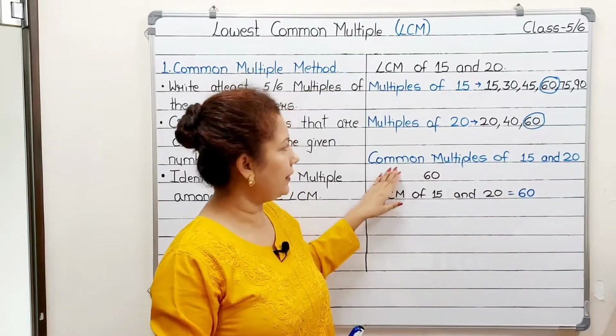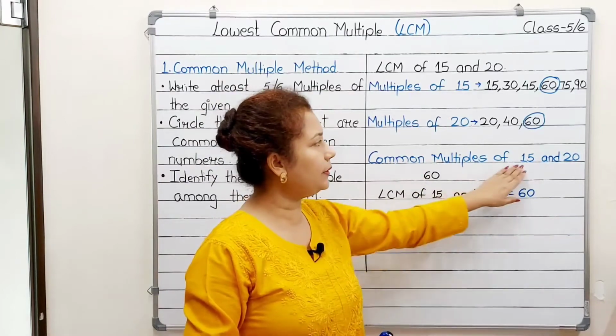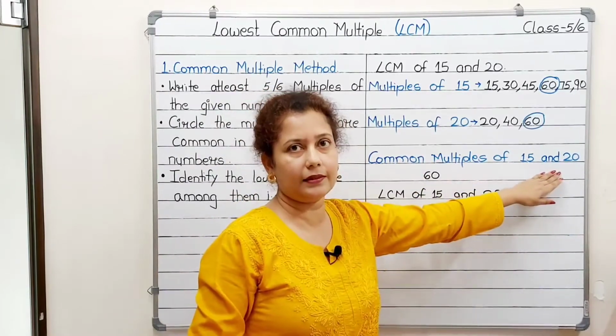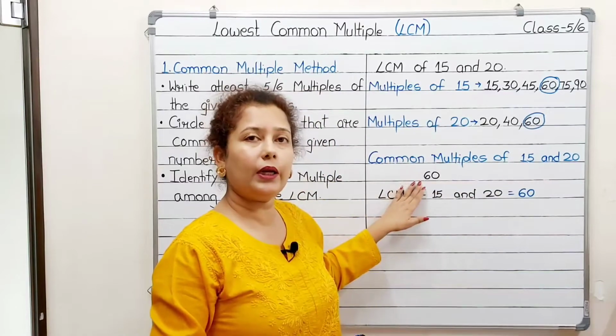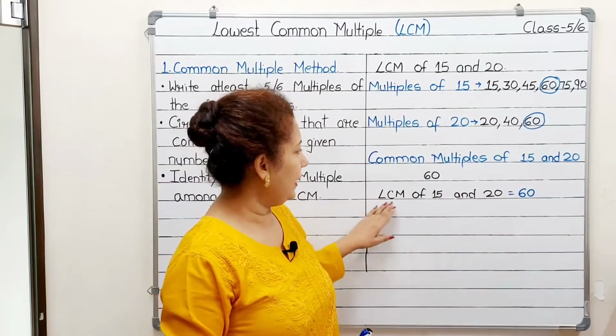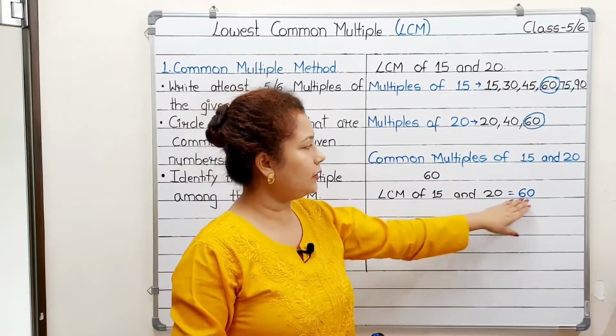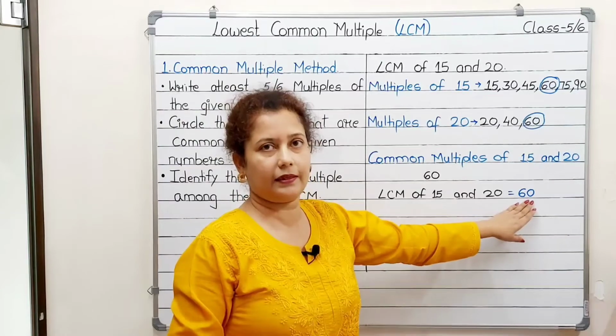Next point you have to write is the common multiples of the given numbers. That is, common multiples of 15 and 20 in this example. So here only one multiple we got, that is 60. Then the LCM or the least common multiple of 15 and 20 is 60.